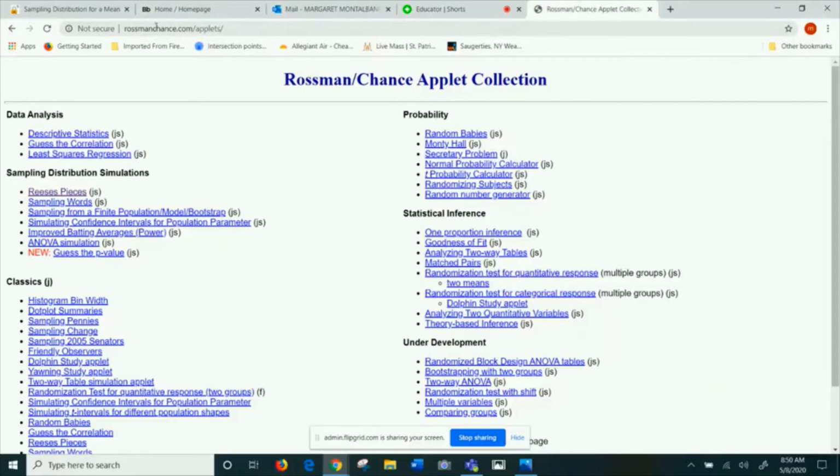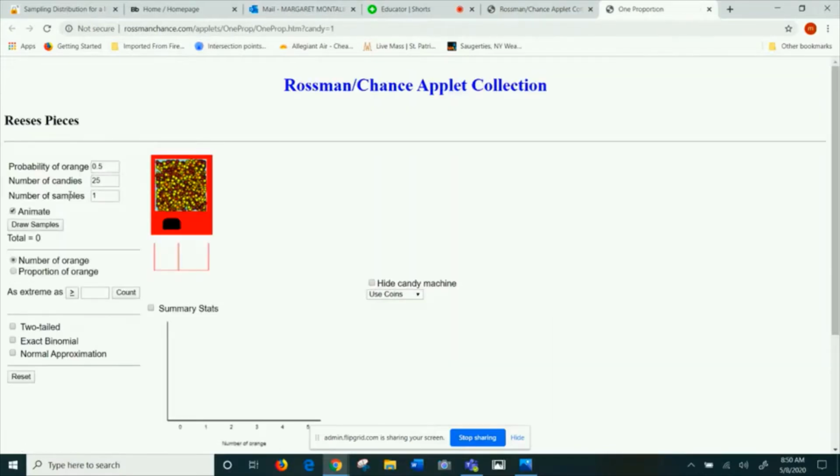So here I am in this rossmanchance.com applet, and I'm going to Reese's Pieces. What we have here is like a jar of Reese's Pieces. I'd like to change some of these settings so that they're more similar to choosing a sample of 20 beans from the bag of beans, which is exercise number 1, page 4 on page 458.